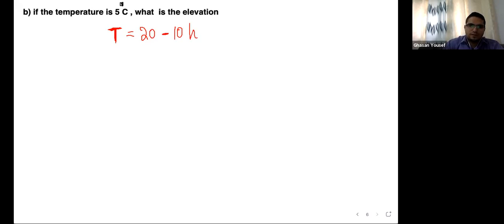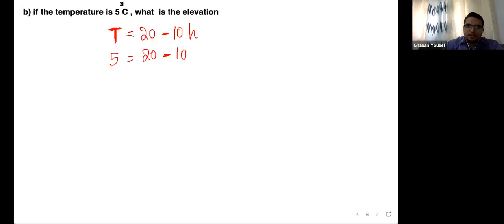The temperature given is 5 Celsius. I'm going to remove this one. It's not working. Okay, it's fine. So the temperature given is 5 Celsius. I plug it into the formula because T is given: 5 equals 20 minus 10h.